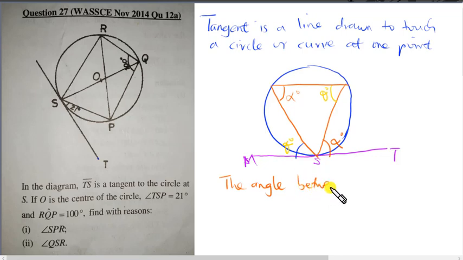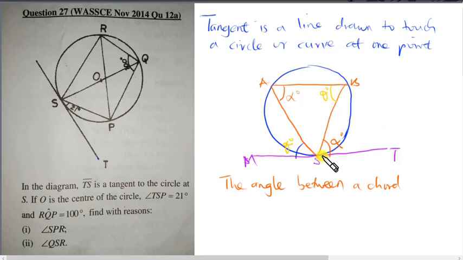Now, this theorem states that the angle formed between a chord and a tangent... A chord is a line that is drawn to touch two points on the circumference of a circle. So if I put A, B here, from A to B is a chord. AS is also a chord, and the line SB or BS is also a chord, because each is a line drawn to touch two points on the circumference of the circle.